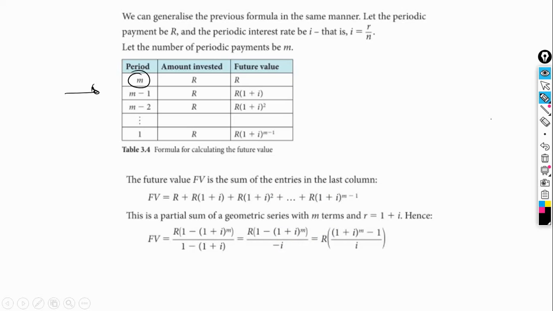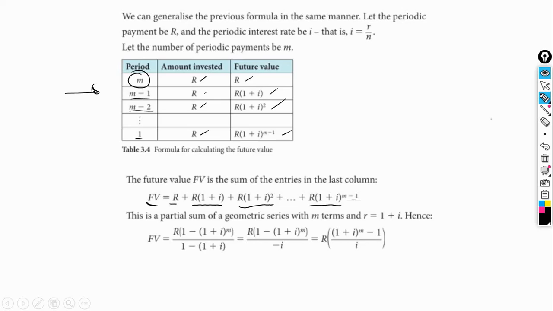So here we have the periods, right? M, then M minus 1, M minus 2, all the way to 1. Here's the amount invested, which we use R for. So notice that the first year we have R, the second year it's going to be R times 1 plus I, and then R times 1 plus I squared, and so forth until we get R times 1 plus I to the power of M minus 1. So notice that the future value is the sum of the entries in the last column, right? So the future value is going to be R plus R times 1 plus I plus R times 1 plus I squared, all the way to R times 1 plus I to the power of M minus 1.